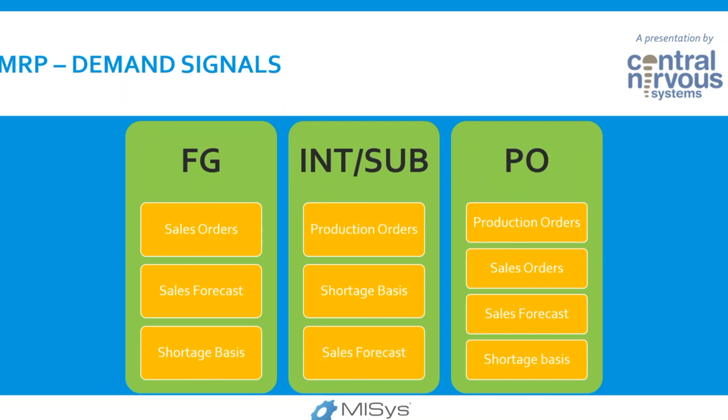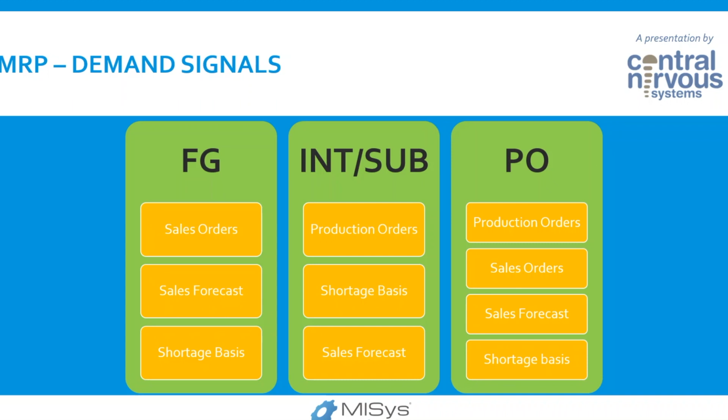And then the next step, of course, is the PO, as I call it, which is purchase orders, which covers all the purchased items. In this case, again, the production orders that are in the released status in the system already constitute a demand signal automatically. MISys sees all the requirements there and wants to purchase them if they are not readily available on hand. And we can enter all other signals as well. Sales orders, sales forecast, and shortage basis can all be entered for the purchase order step as unique and separate demand signals.